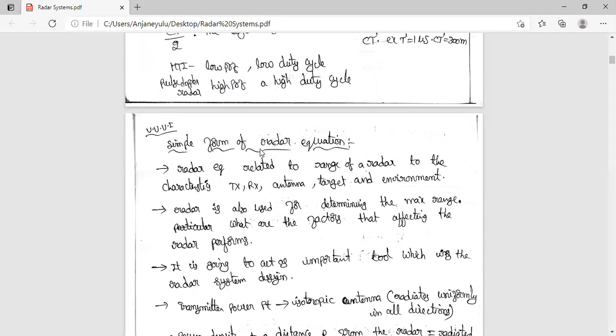So this is a very important question. You may get this derivation in mid exams as well as external exams.